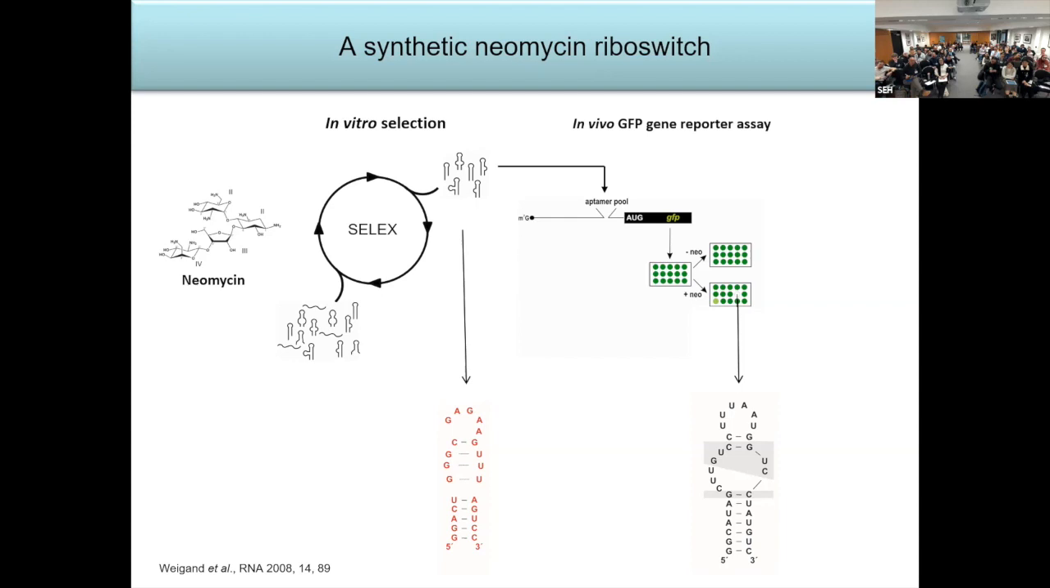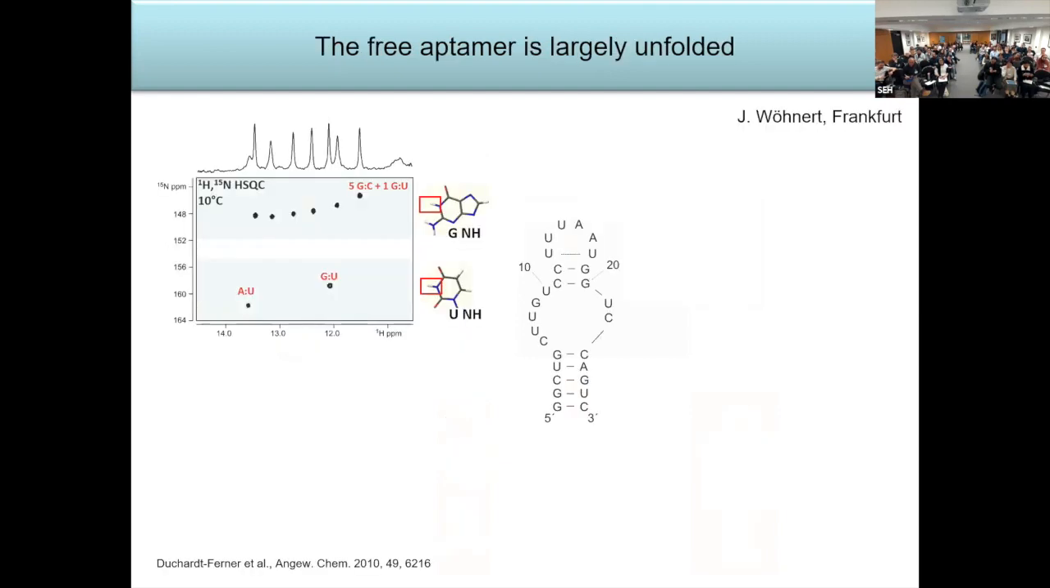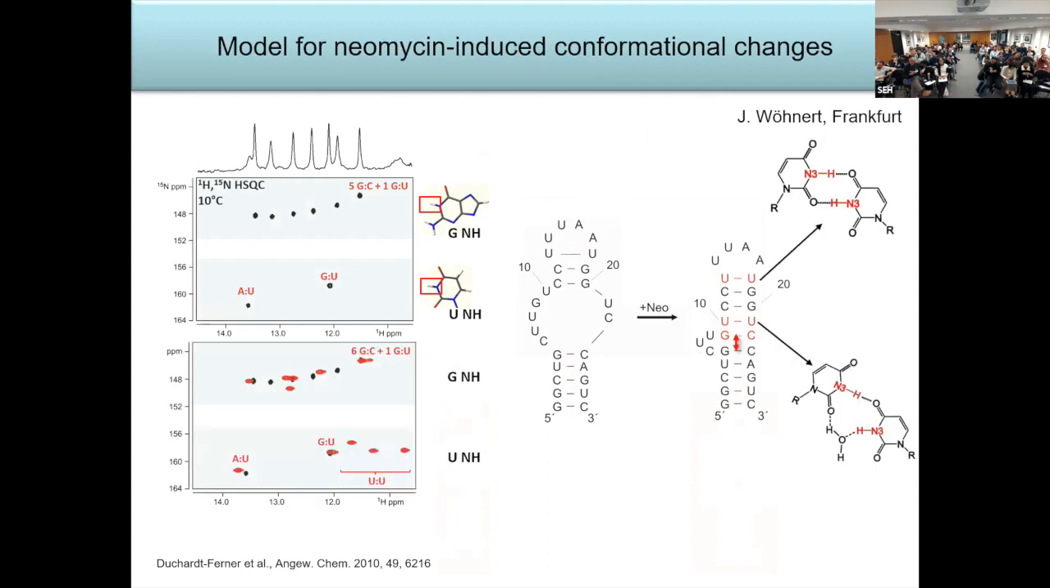And then we had two aptamers. One could regulate, the other not. The KD was the same. And then we thought, okay, we have to look into the structure. This was done by the Wöhnert group in Frankfurt. And they could show that here, indeed, we have a kind of structure switching that comes along with the ligand binding.